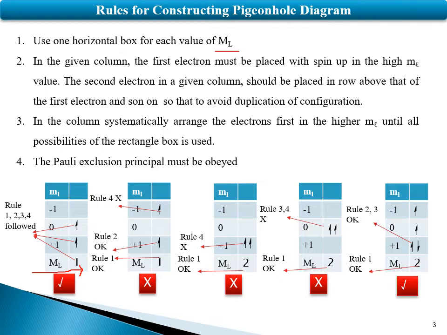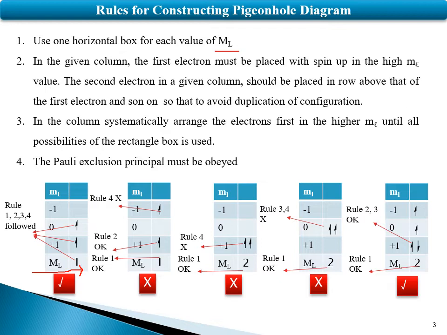The first electron must be placed with spin up, not spin down. And again, the first electron must be placed in the higher ml value. I would like to add this additional point: the second electron must be in the column above the first one, so as to avoid a duplication like this. The third one is to systematically arrange the electrons in the higher ml value, first in this +1, second in this 0 ml value.